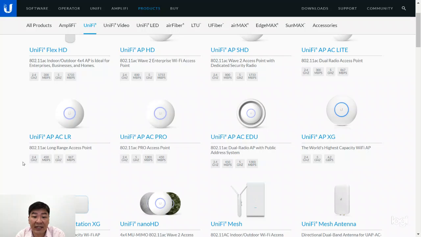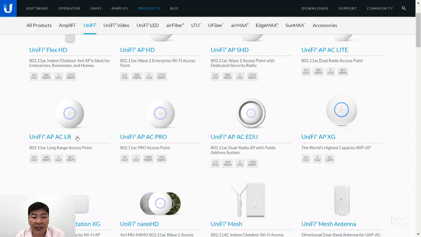Okay, so how do you derive 1300? Similar to the 11AC Lite, you will see the 2.4 gigahertz. Basically, it shows here that it is 450 Mbps, so you will get up to 450 megabits per second. For the 5 gigahertz, it has the same speed as the AC Lite, which is up to 867. So if you add 450 and 867, you will get 1300.